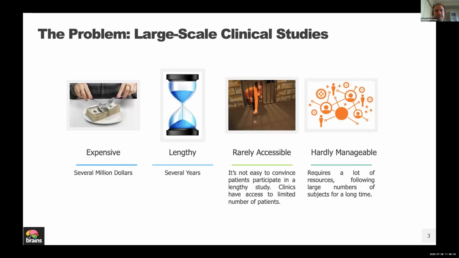But the conventional methods of clinical studies are lengthy and very expensive. They take years. They are not easy to conduct. And also they are not applicable to every clinician and research institute.